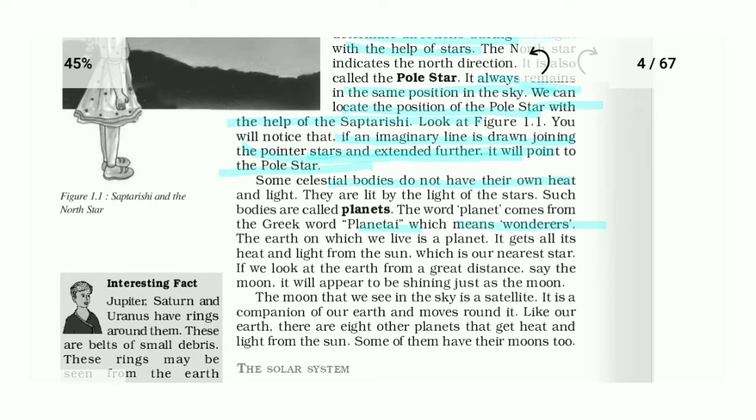So if we look at the earth from a great distance, say from the moon, it appears to be shining, just as the moon appears to us. The moon is basically a satellite of earth, but while we are looking at it, it appears to be shining. So when you go to the moon, the earth will appear to shine, because of the light provided by the sun, the reflection of the sun, which makes it shine.